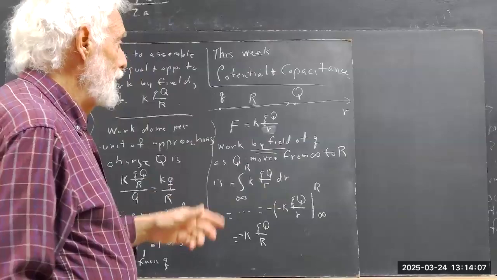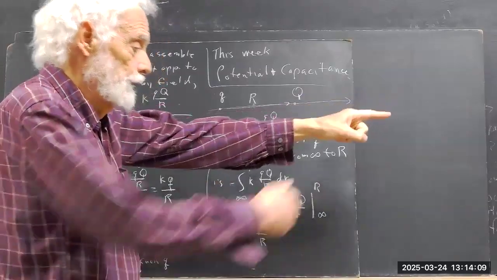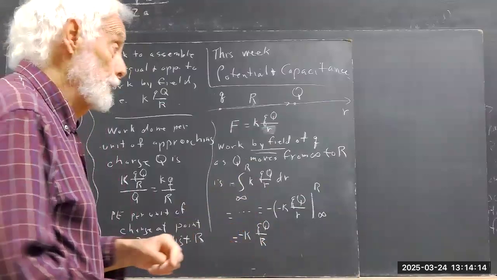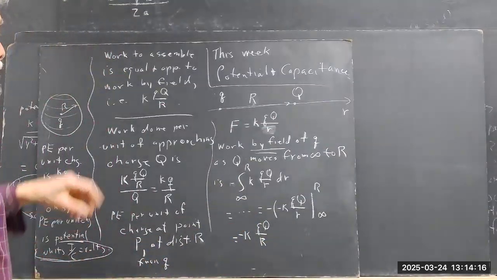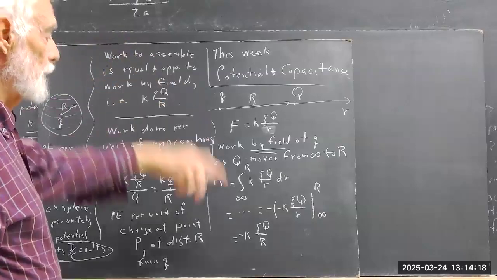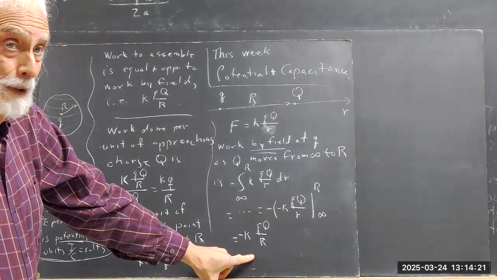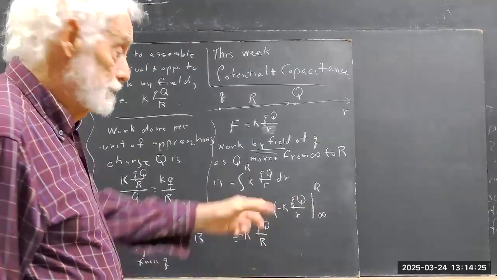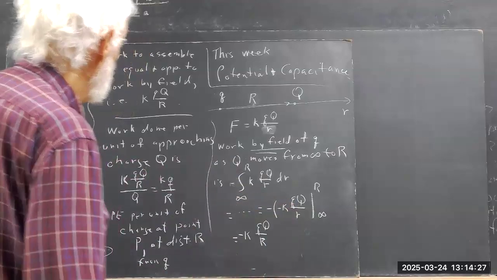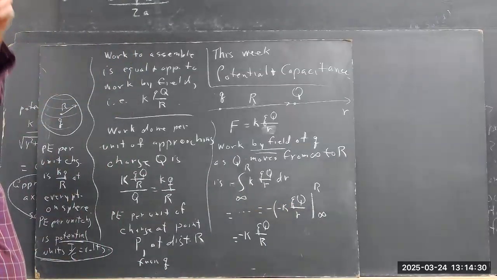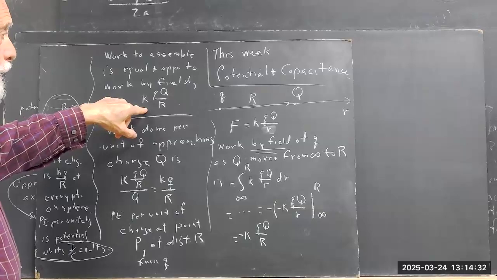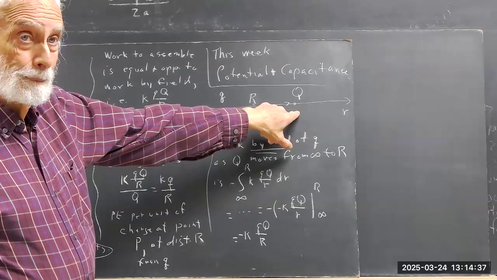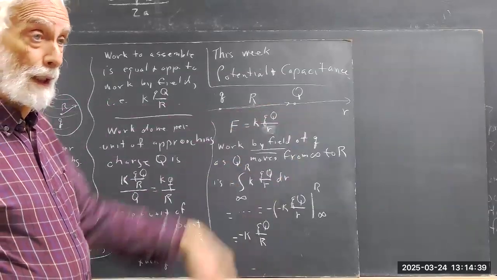And that's because in that case the force is in that direction, the displacement is in this direction, so the work is negative. The displacement is opposite to the direction of the force. Then the work to assemble is equal and opposite to that, because that's the work we have to do to push them together, assuming they're of like sign. So there it is. That's the work it takes to assemble this. Period.